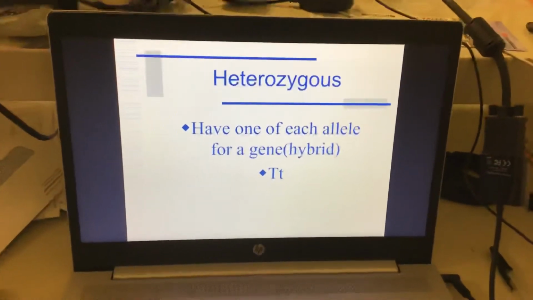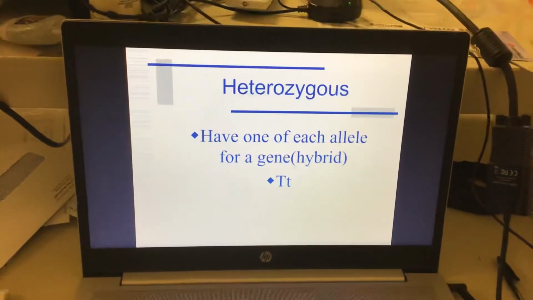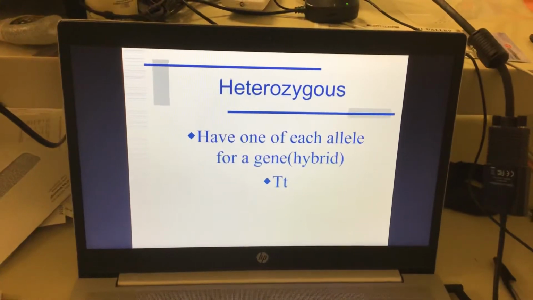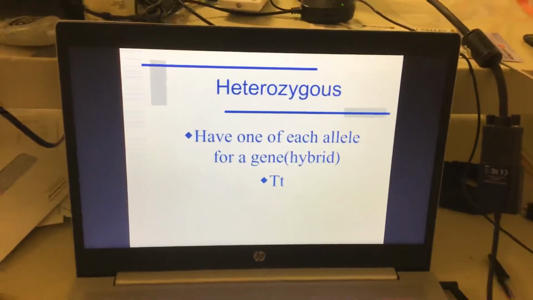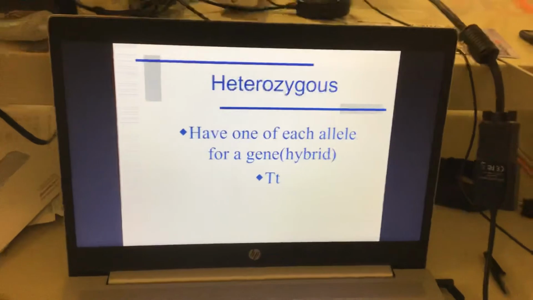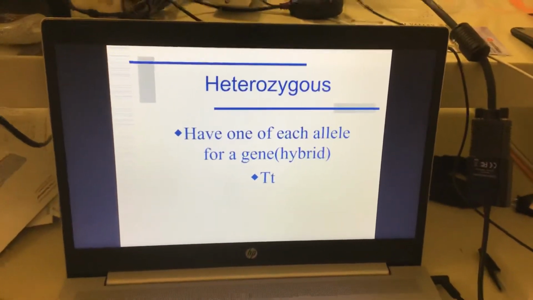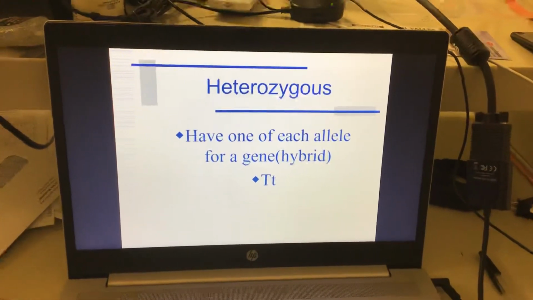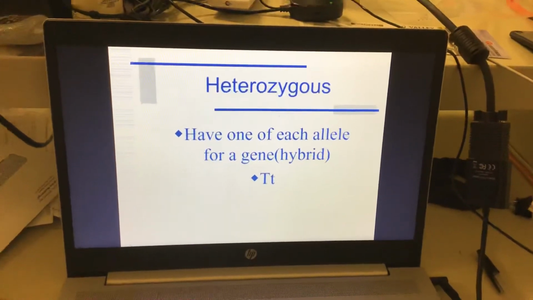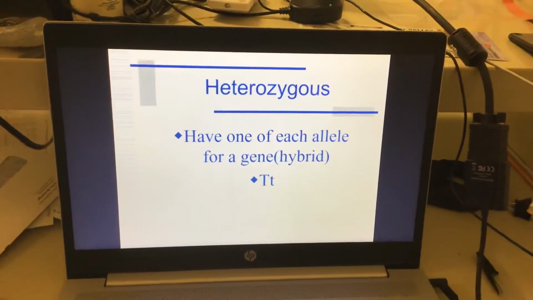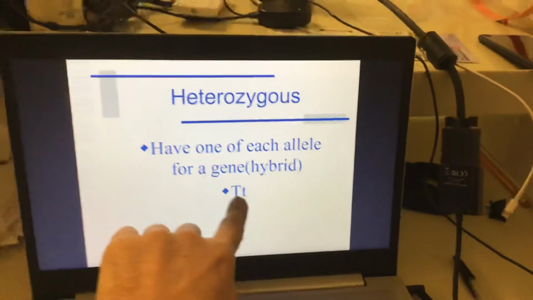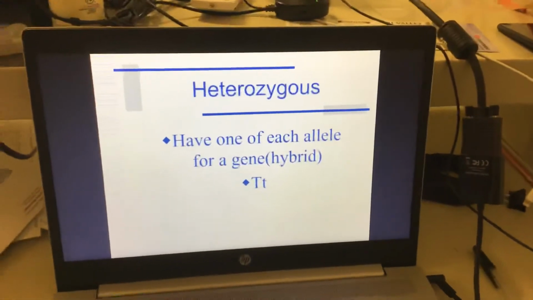The opposite of homozygous is heterozygous. Heterozygous, hetero means different. They're going to have a different allele for each gene. So a big T and a little t. Got one of these from mom and one from dad. This is hybrid.